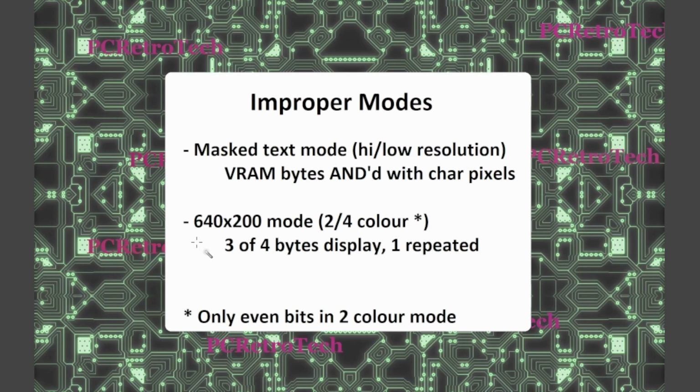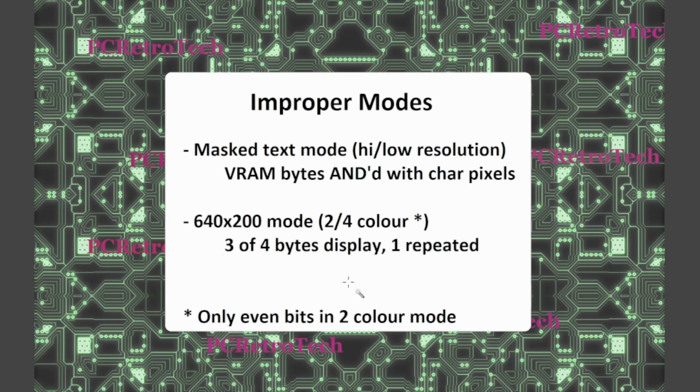But on original hardware, what happens is that only 3 out of every 4 bytes from video memory are actually displayed on the screen, and 1 of the bytes actually gets repeated. So you have some missing information and you have some repeated information. So that's, again, a really highly convoluted mode, and there's more complications which I haven't described here.